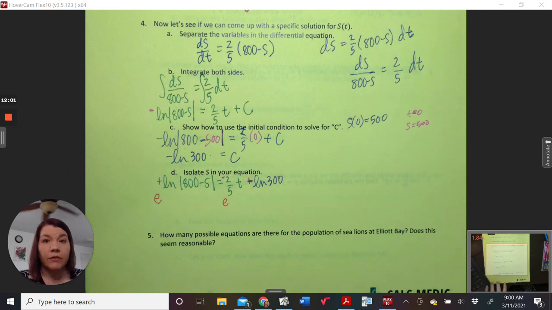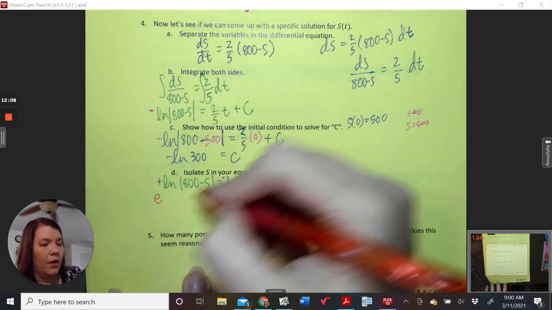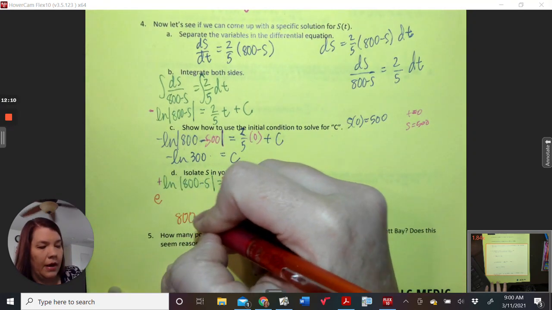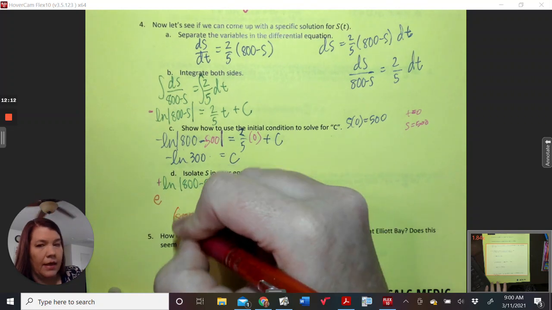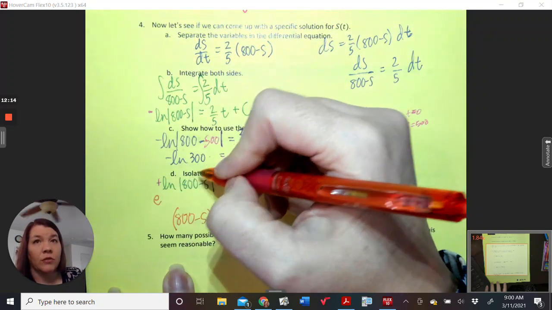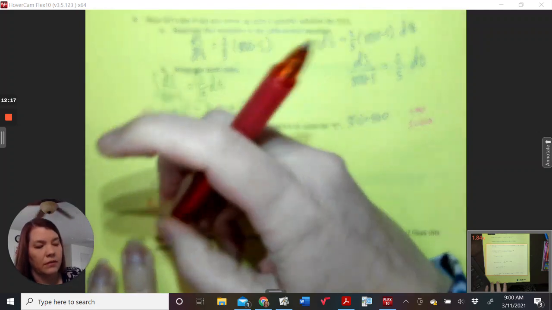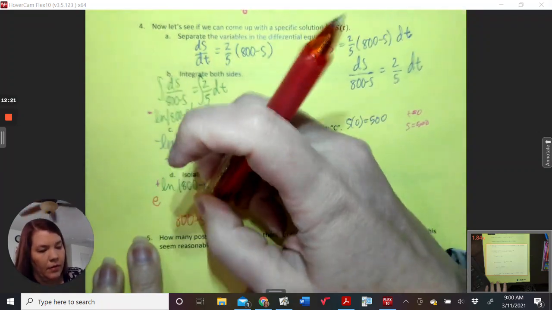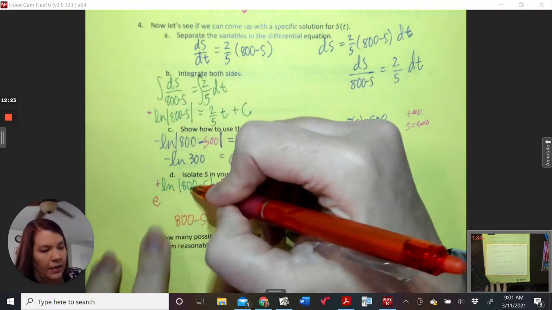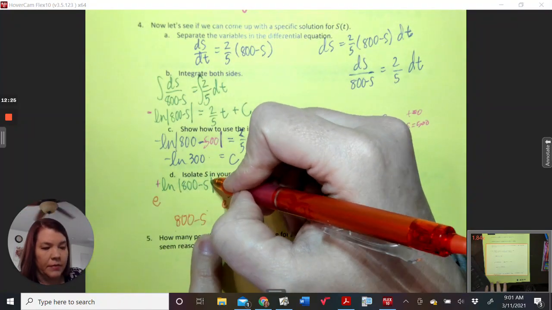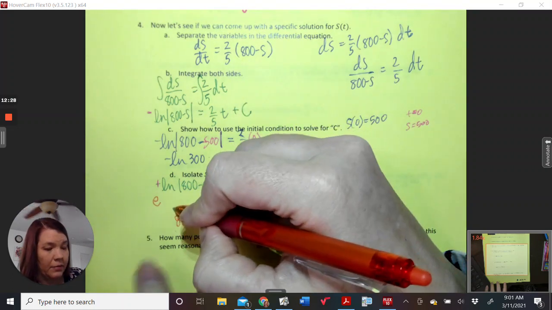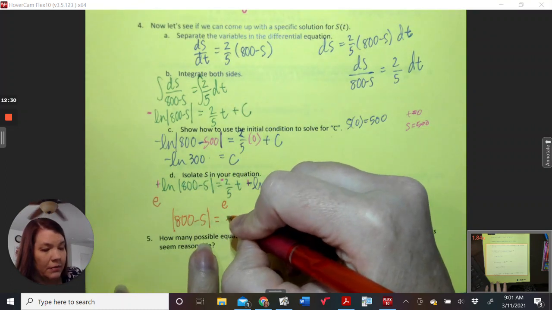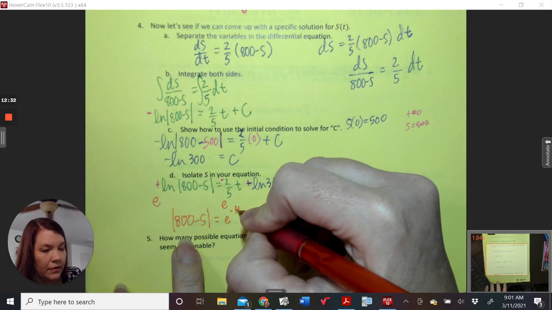So we end up with 800 minus s, and that's plus or minus because of the absolute value. After making both sides e, this cancels out, and I'm left with this. Since it's that absolute value, put the absolute value back. This side becomes e to the negative 2/5 t plus ln 300, right?